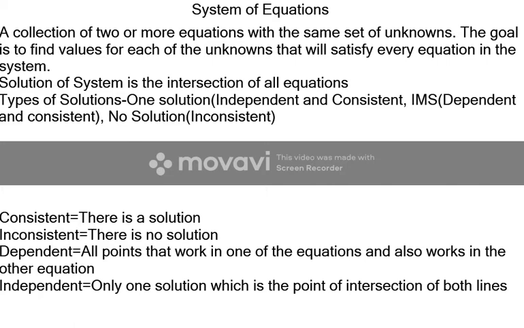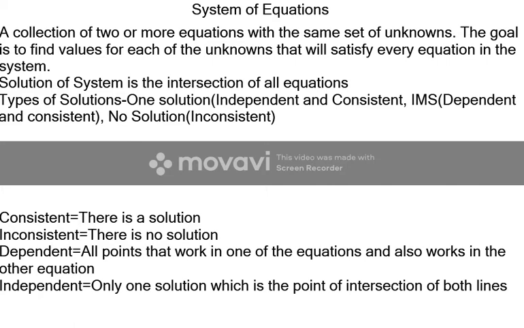So what is a solution of a system? It's basically where there is an intersection between the lines, like I just said earlier. And what are the types of solutions? The types of solutions are one solution, which is independent and consistent; IMS, which is infinitely many solutions, which is dependent and consistent; and no solution, which is inconsistent. And I'll go over these terminologies now.